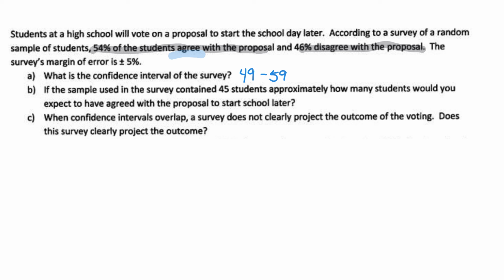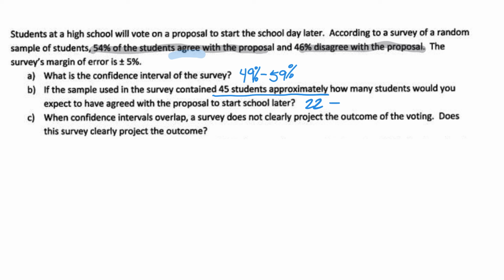It says on part B, if the sample used in the survey contained 45 students, approximately how many of the students would we expect to agree with the proposal at the start of the year? Well, we have ours broken down into percentages, and our margin of error tells us we should expect a low end of 49% and a high end of 59%. So if we had the low end, 49% of our 45 students, that would be 22.05. So we would be looking at 22 students.